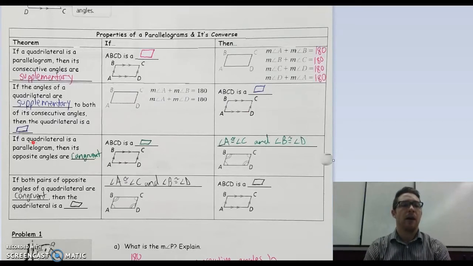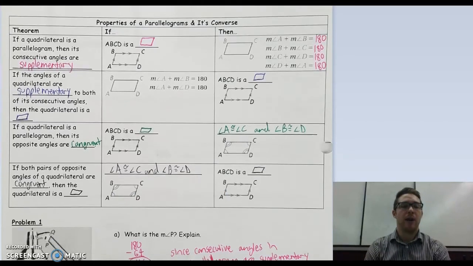Another rule here: if a quadrilateral is a parallelogram, then we also know that opposite angles are congruent. So if I start with a parallelogram, that tells me that A and C would be congruent, since those angles are opposite. Also, B and D would be congruent, those are the other pair of opposite angles. Same thing, there's a converse, so I can also flip that. If I know that A and C are congruent, and also B and D are congruent, that's enough to prove that I have a parallelogram.